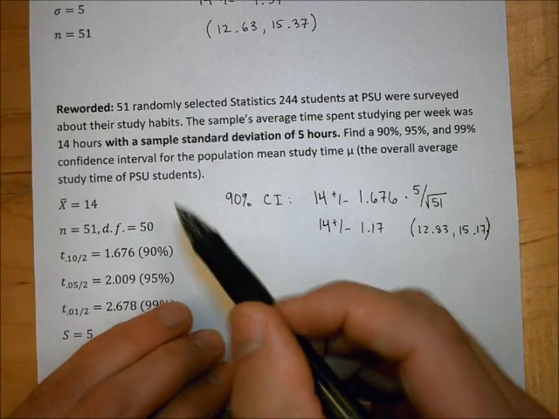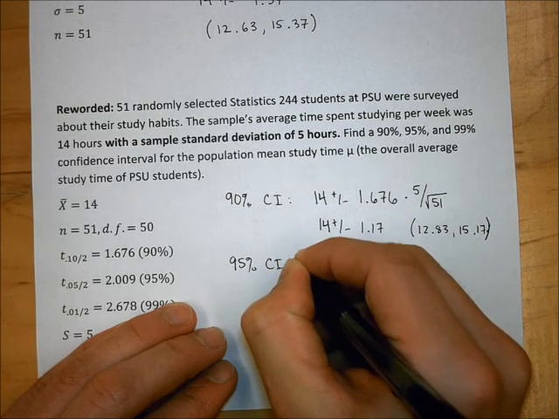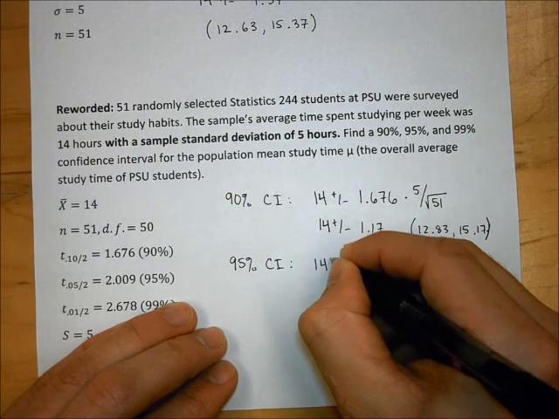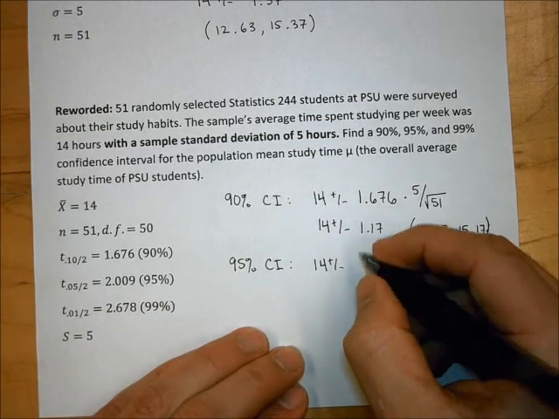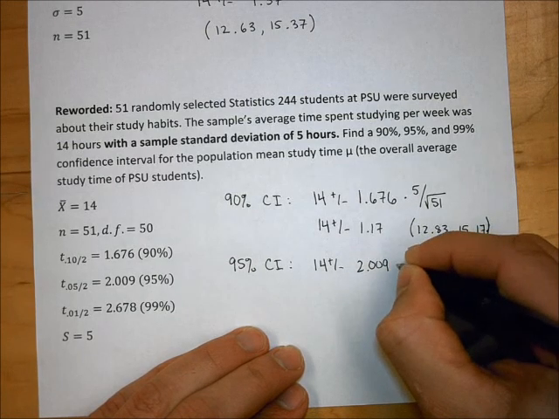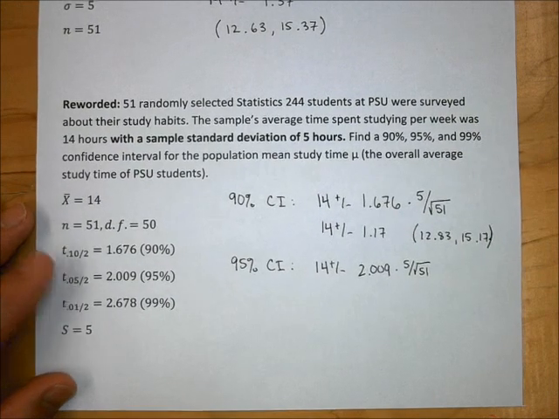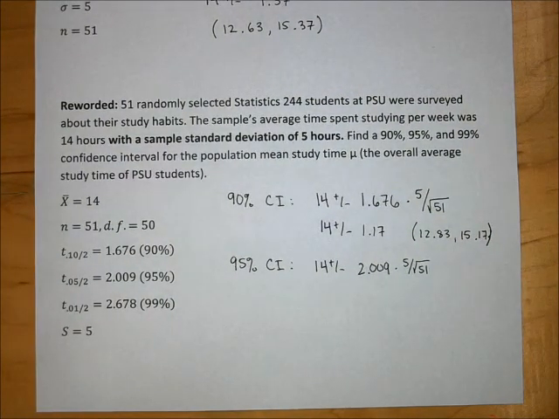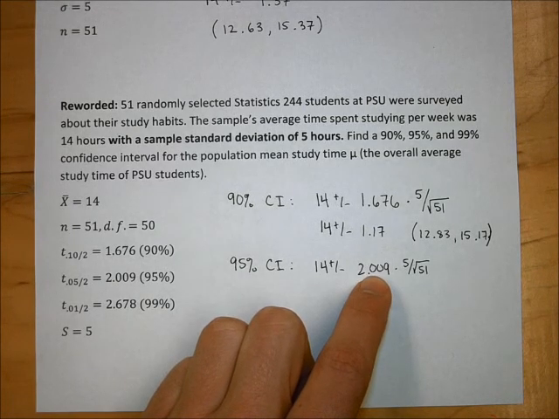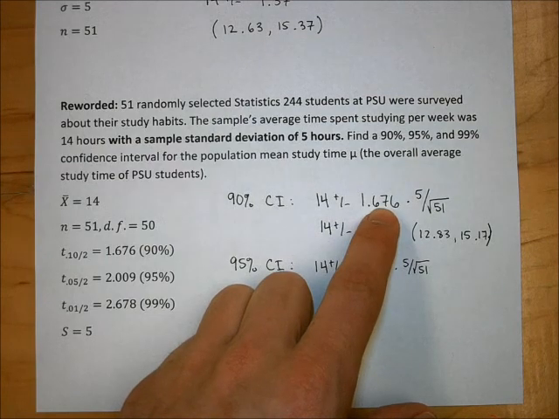For the 95% confidence interval, we have 14 plus or minus 2.009 times 5 divided by the square root of 51. You'll notice that the only thing that changes from a 90% confidence interval to a 95% confidence interval is that t number in the formula. That t number guarantees us, in this case, 95% probability, and in the past case, 90% probability.